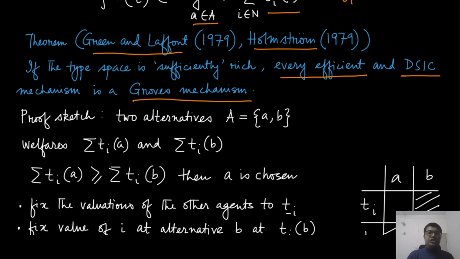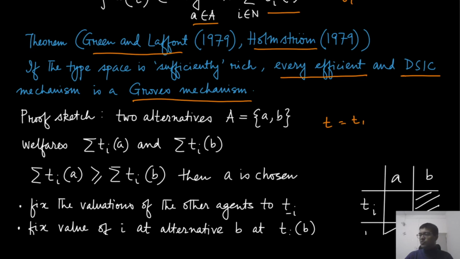We are going to just consider the proof outline for a very simple setting, a two alternative setting, and of course n players. But the idea of extending this proof to more than two alternatives uses essentially the same idea that we are going to discuss. So what happens in this case? Suppose the type profile is T.